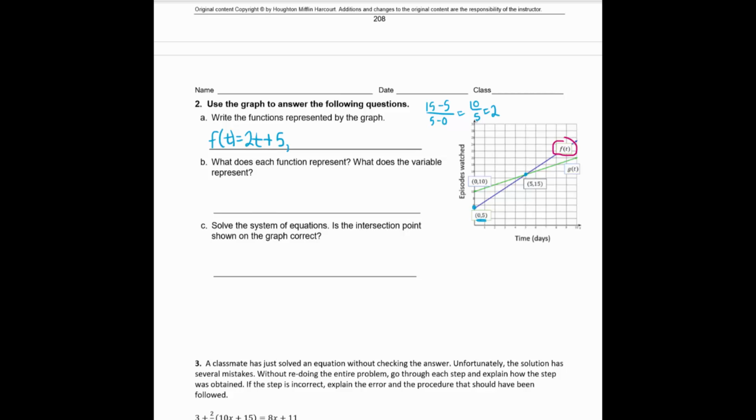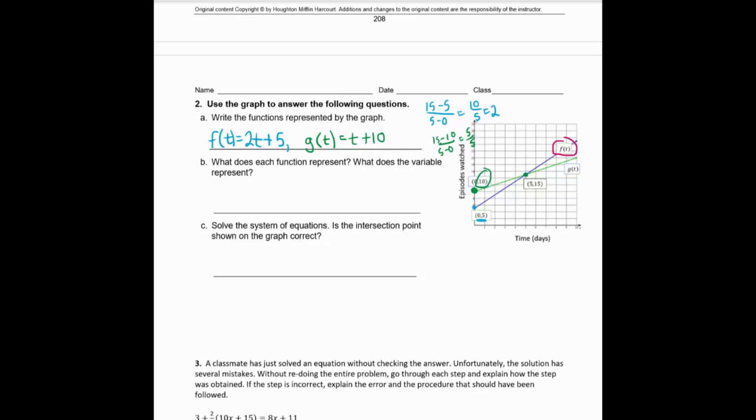Now I'm going to do g of t in green. So g of t equals, same process of finding the slope, but now I'm going to use this point and this point. Notice they both go through this point. I'm going to go from 10 to 15, which is up 5, and then from 0 to 5, which is also 5. That simplifies to 1, so that's just 1t. And the y-intercept there is 10. So here are my two functions.